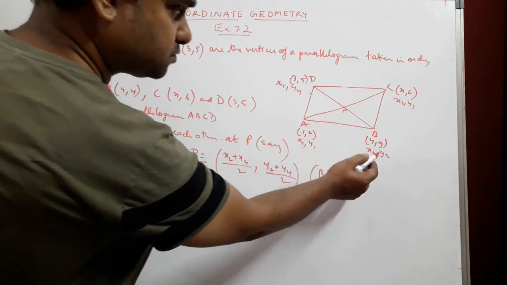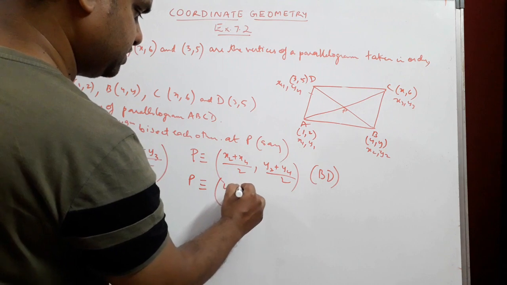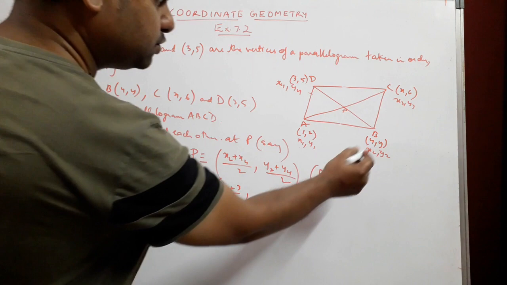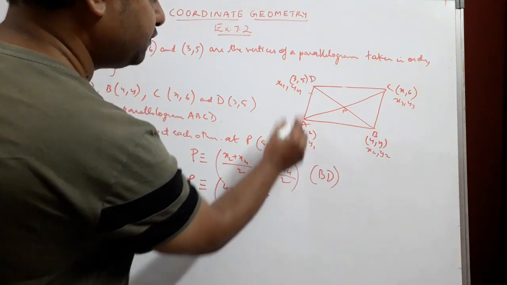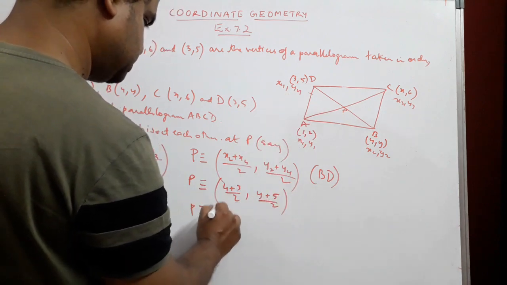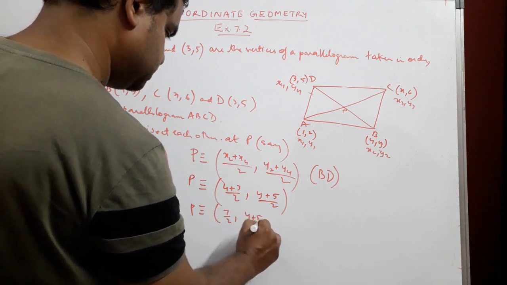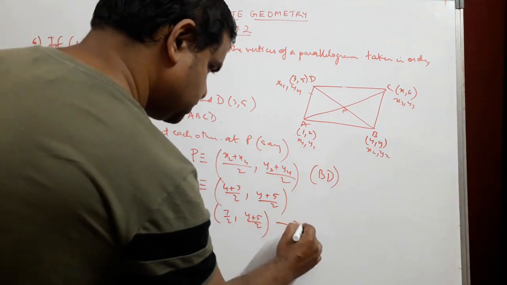X2 is 4 plus x4 is 3 upon 2, y2 is y plus y4 is 5 upon 2. We take P corresponds to 4 plus 3 is 7, 7 upon 2, y plus 5 upon 2. Now I'll put this as 1, this as 2.